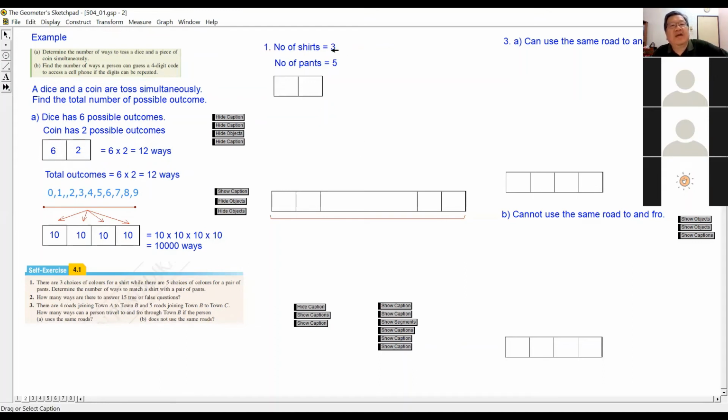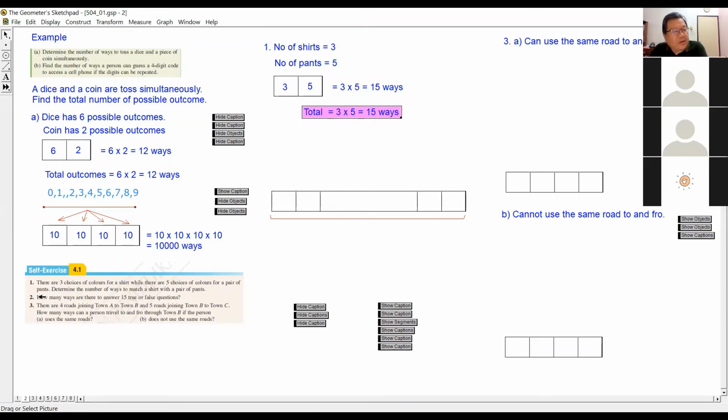Because we have 3 shirts, so the first box you can fill up in 3 ways. 5 pants, the second box you can fill up in 5 ways. So altogether, 3 times 5, 15 ways. Okay, total 15 ways. Okay, now second question. This second question is very tricky. Very short the question, but the answer is very complicated.